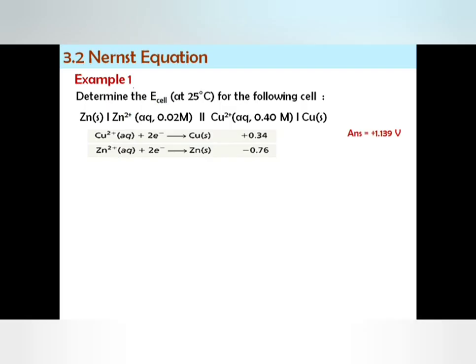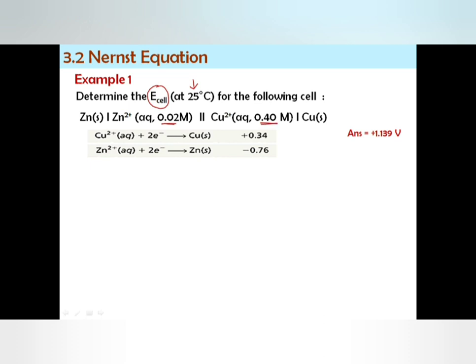So, kita terus pergi kepada example 1. Okay, I want to determine the cell potential. Okay, at 25 degrees Celsius. Jadi, boleh guna yang simplified tadi. We have the cell notation. Okay, untuk menjawab soalan ini, kalau awak ada non-standard condition, kat sini pun boleh nampak, dia punya concentration bukan 1.